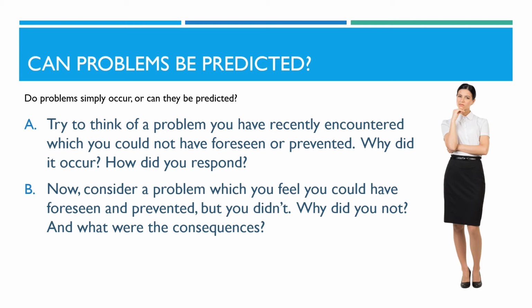Try to think of a problem you have recently encountered which you could not have foreseen or prevented. Why did it occur? How did you respond? Then, consider a problem which you feel you could have foreseen and prevented, but you didn't. Why did you not? And what were the consequences? Take a minute to think through these questions.